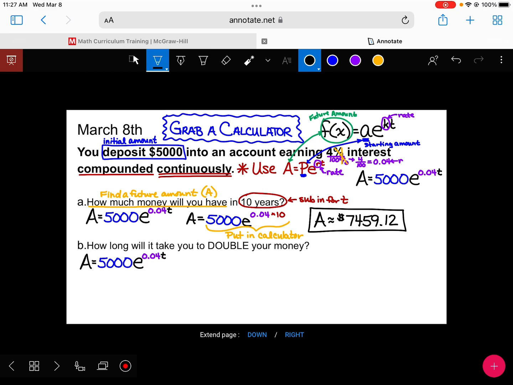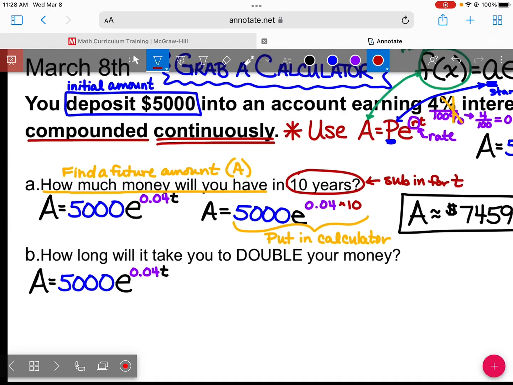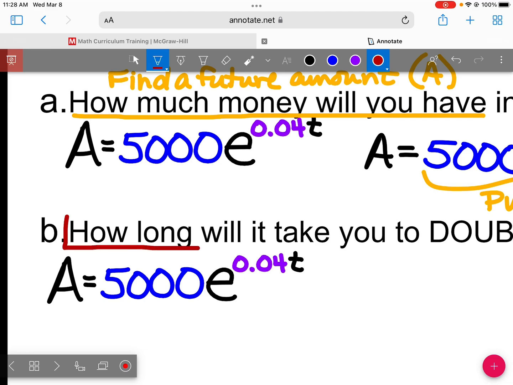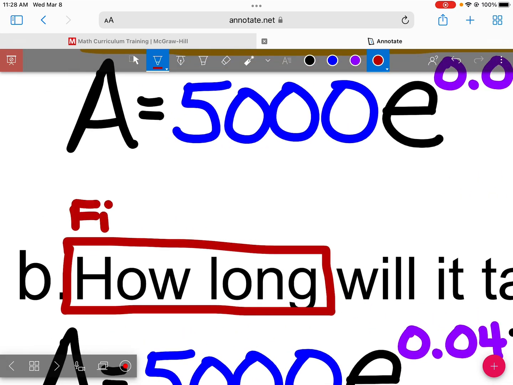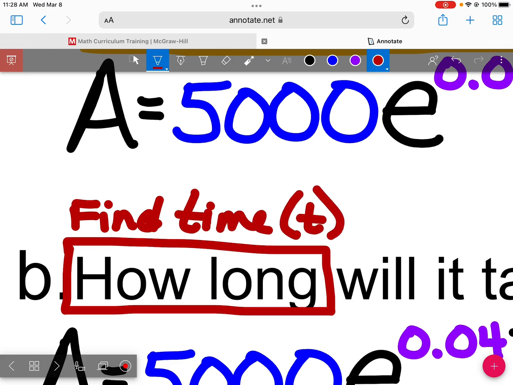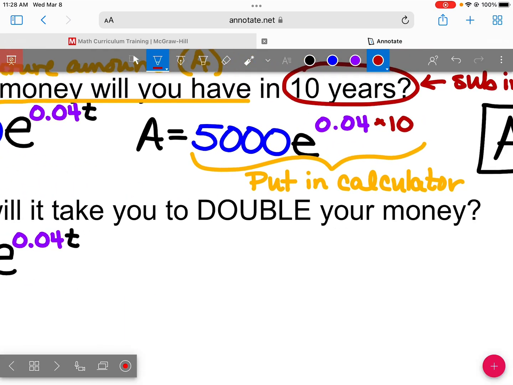All right, then let's move on to part B. Part B is an entirely different question. I'm still using the information that was in bold. So I have this. What question are we asking now? How long would it take to double? How long? If I ask a how long question, what am I looking for? T. Find time. T. So that's my variable that's going to stay. That's what I'm looking for. How long will it take you to double your money?